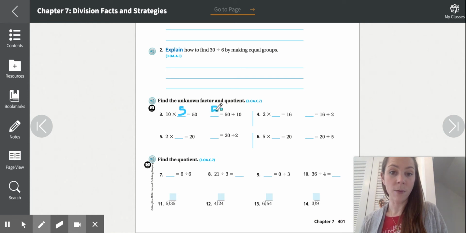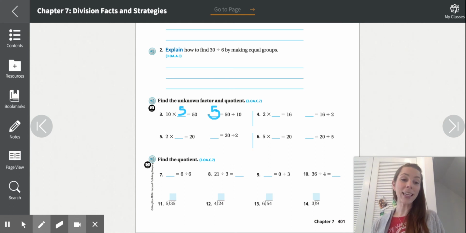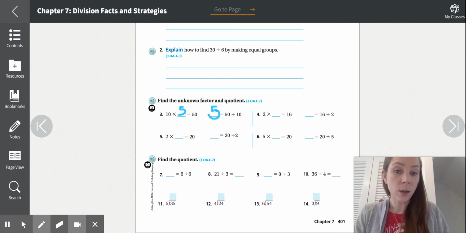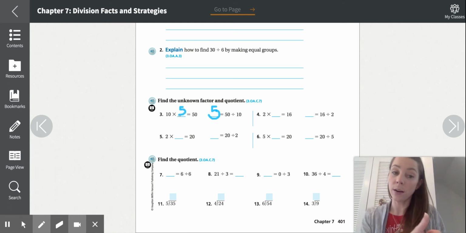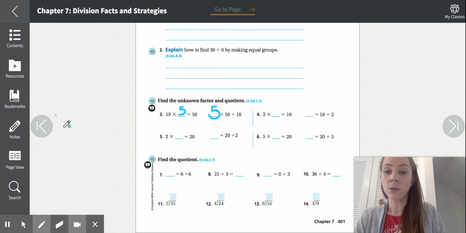So if you flip it around, 50 divided by 10 equals 5. If you got that one right, give yourself a star or smiley. If you didn't, then you need to use another strategy for yourself to help yourself figure out the answers correctly. Like I do skip counting. You could also draw circle groups, okay?